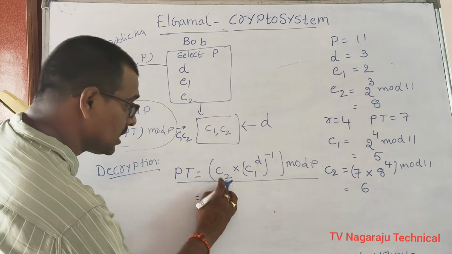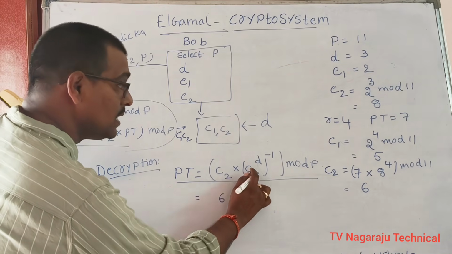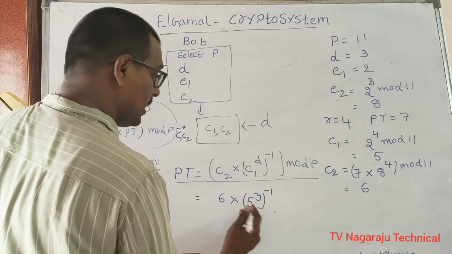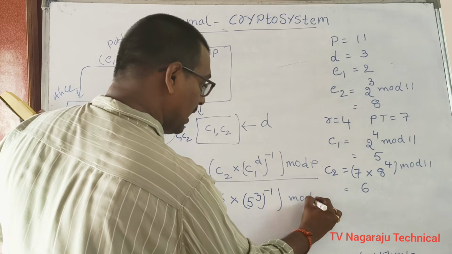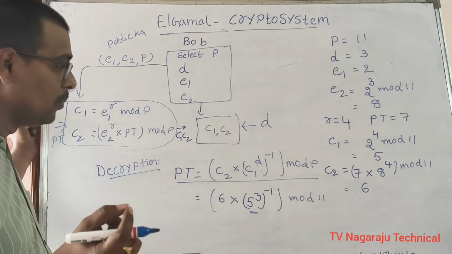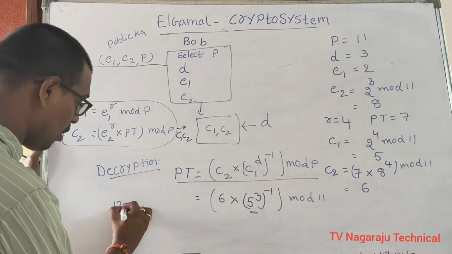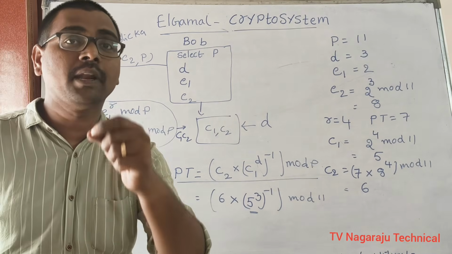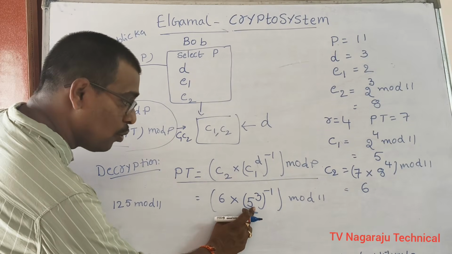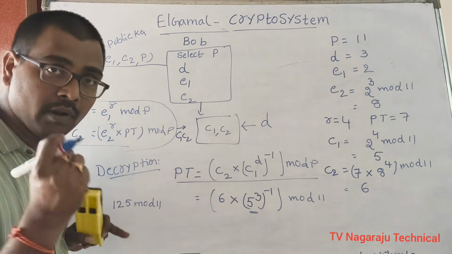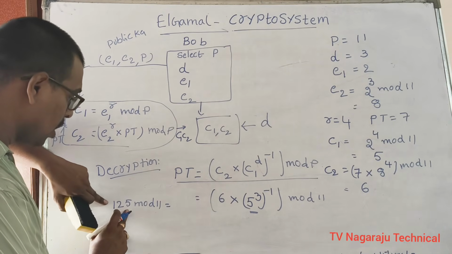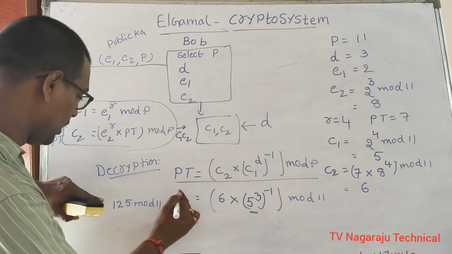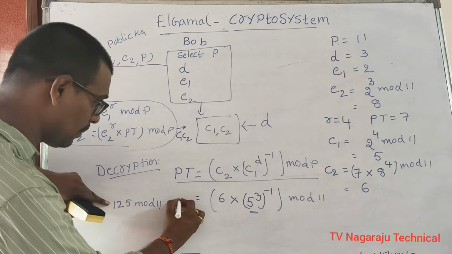Anyway, according to this example, what is C2? 6 into C1 is 5. What is D value? 3. 5 power 3 minus 1 mod 11. First I will calculate 5 cube. 5 cube value is equal to 125. What is 125 mod 11? You already know, you can apply the modulus operation any number of times. Instead of 125 power minus 1 mod 11, first I am calculating 125 mod 11. 11 11s are 121, the remainder is 4.